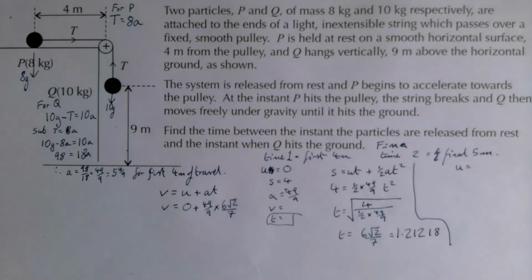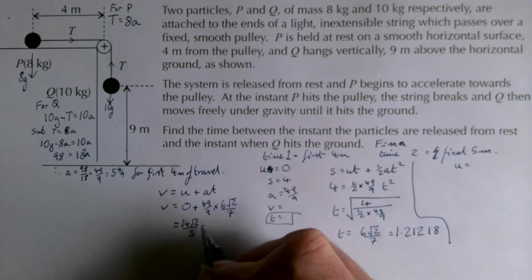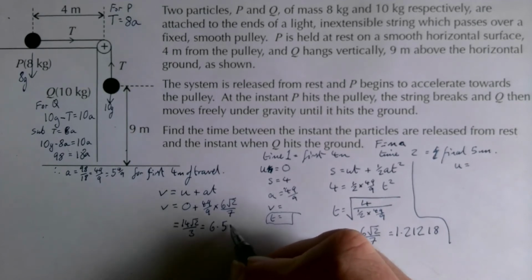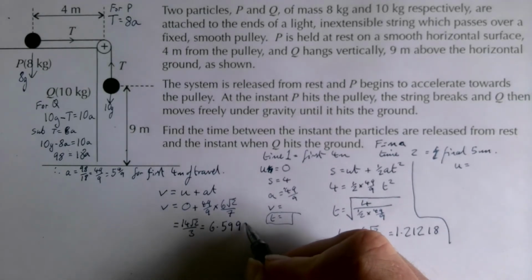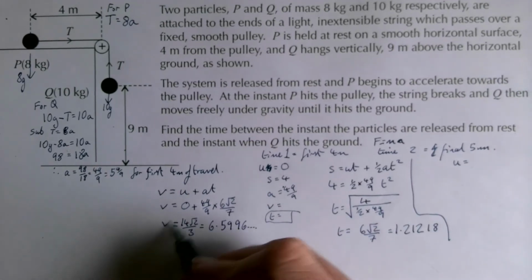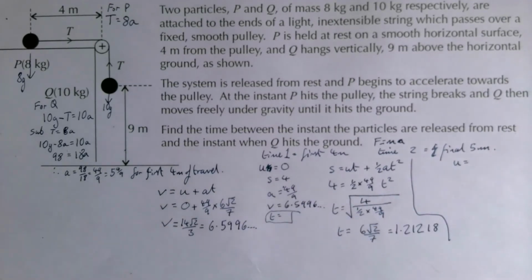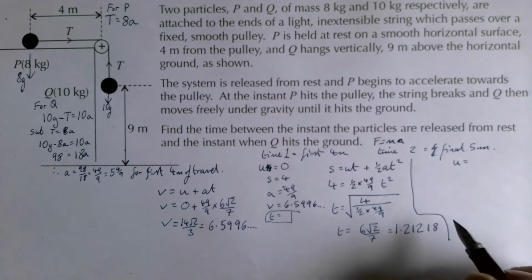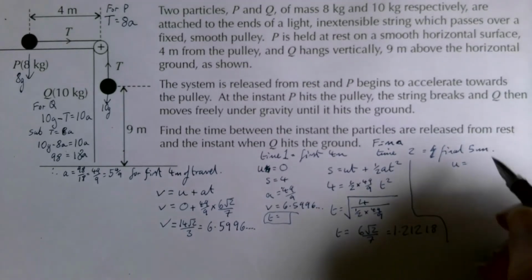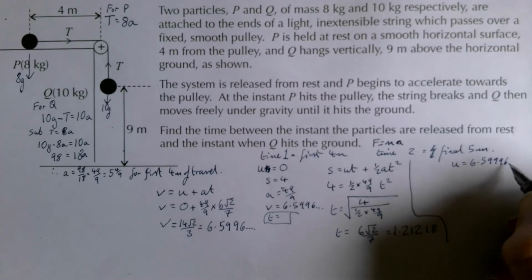Do that, and that gives me 14 root 2 over 3, which is 6.5996, and it keeps on going. It's all going to round up to 6.60 most of the time, I think, but anyway, 6.5996, and on we go. Right, so now that we've done that, we can do the same idea again over here. So we've got our initial velocity being 6.5996.